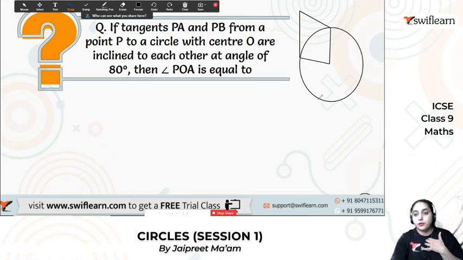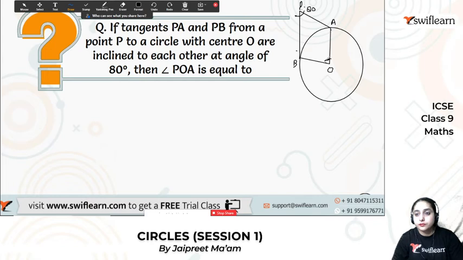Okay, so let's name the points P and B. So PA and PB from a point P to the circle with center O are inclined to each other at the angle of 80 degree. So this angle is 80 degree, and what we have to find is angle POA. That means we have to find this angle.